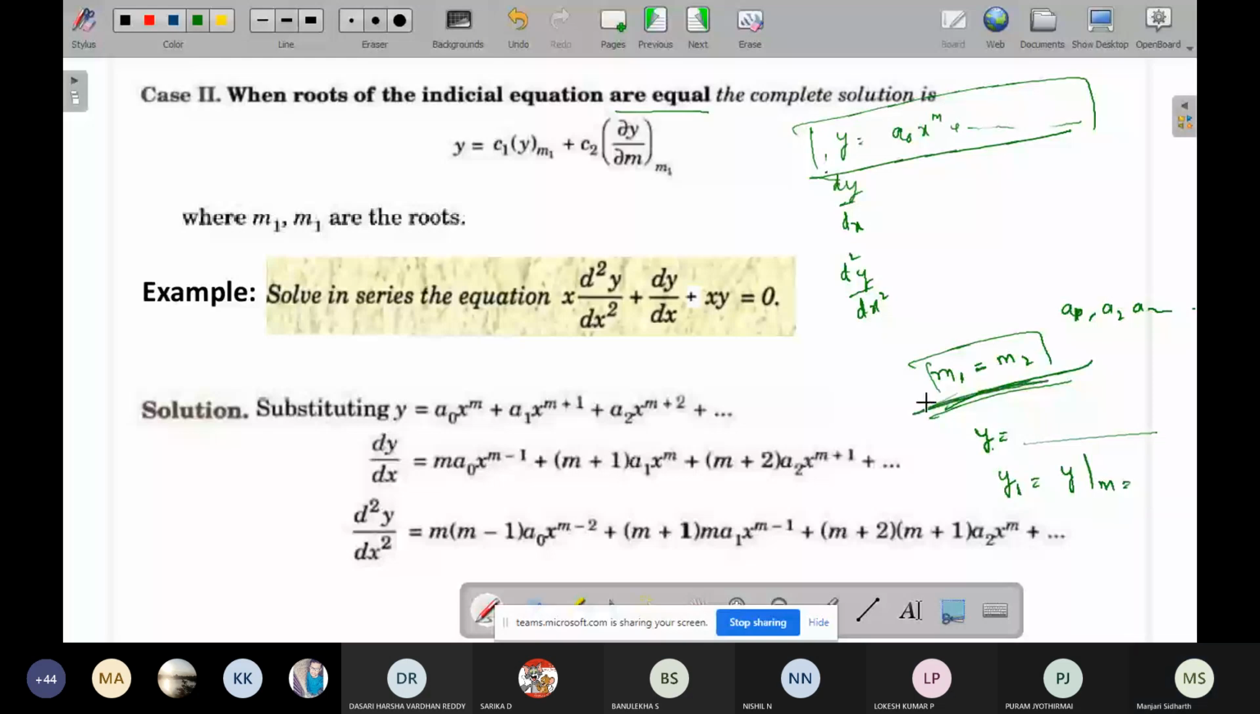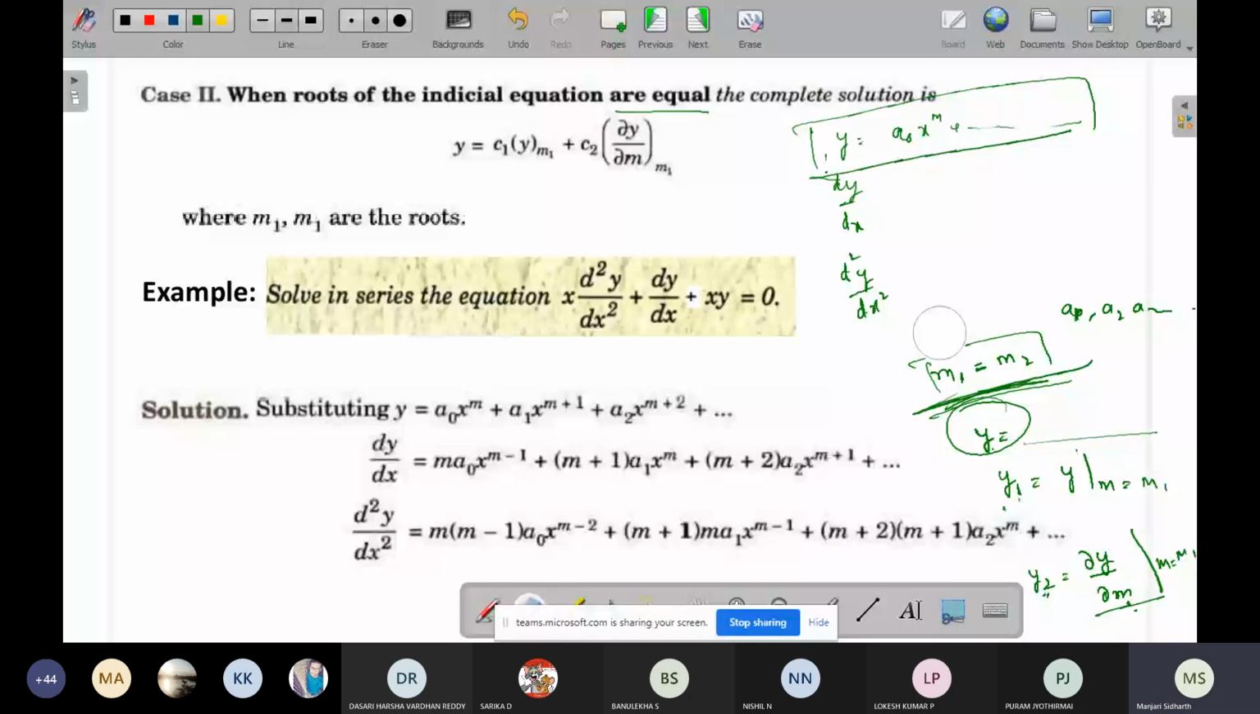So m1. To find the second solution y2, we take the partial derivative of y with respect to m, not with respect to x. Partial derivative means x will be treated as constant. And then we'll substitute that root, so you will get the second solution. Then c1 y1 plus c2 y2 gives the complete solution. So this is your second case.